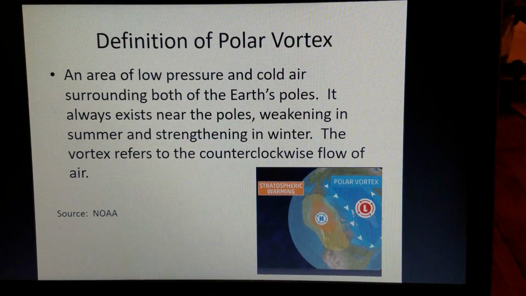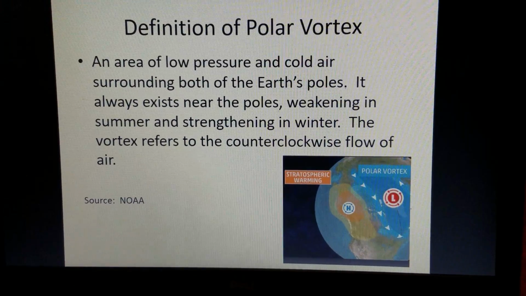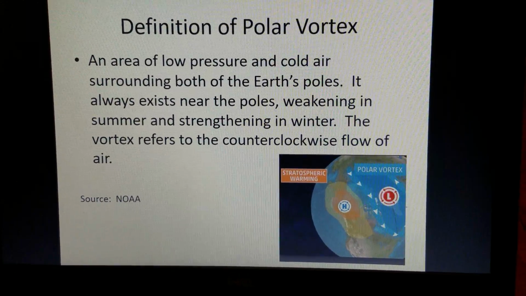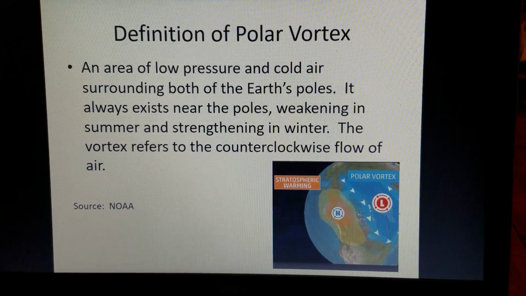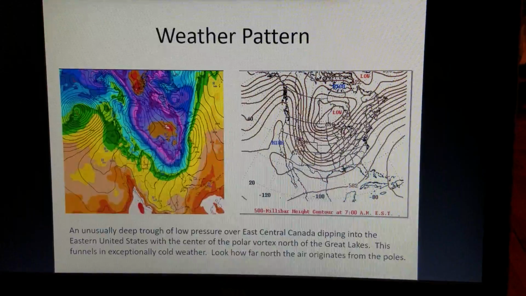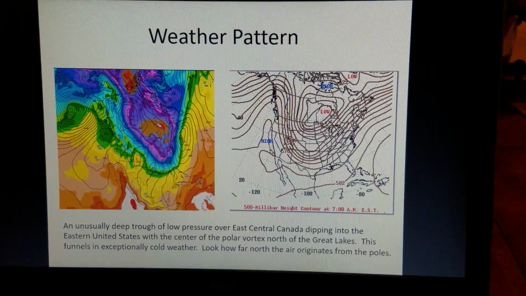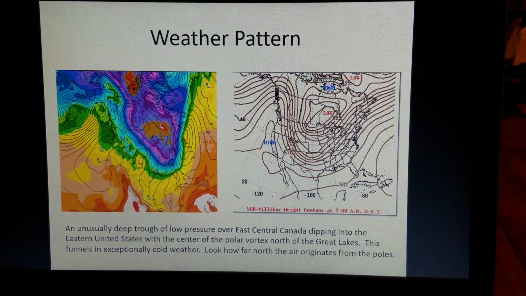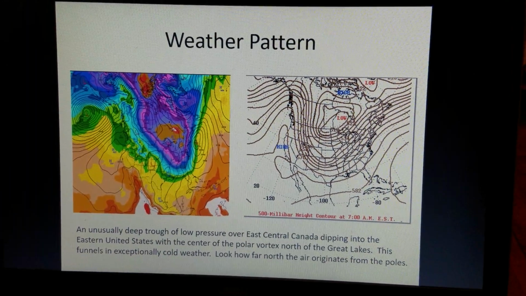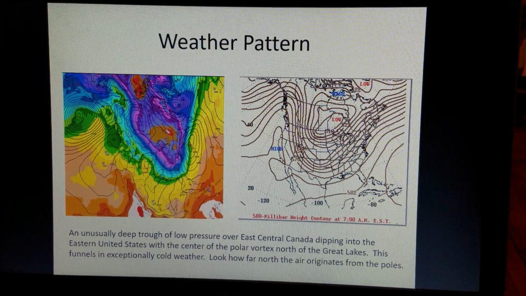It's a popular term whenever it gets really cold these days in the wintertime. We hear it a lot in the media, so I just want to introduce you to the definition first of all. So generally, what are we looking for when we're looking at weather charts to identify the polar vortex? What kind of weather pattern sets up for this?